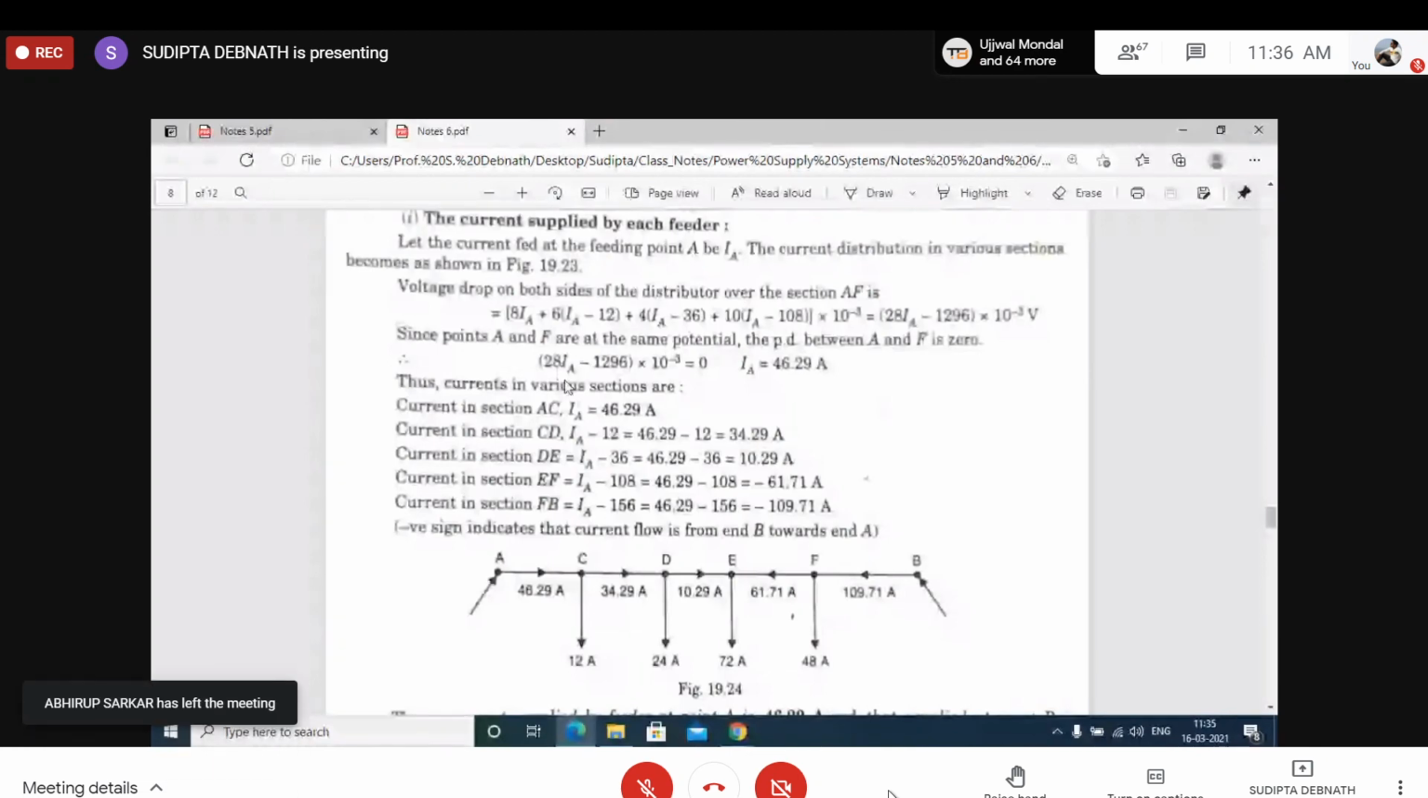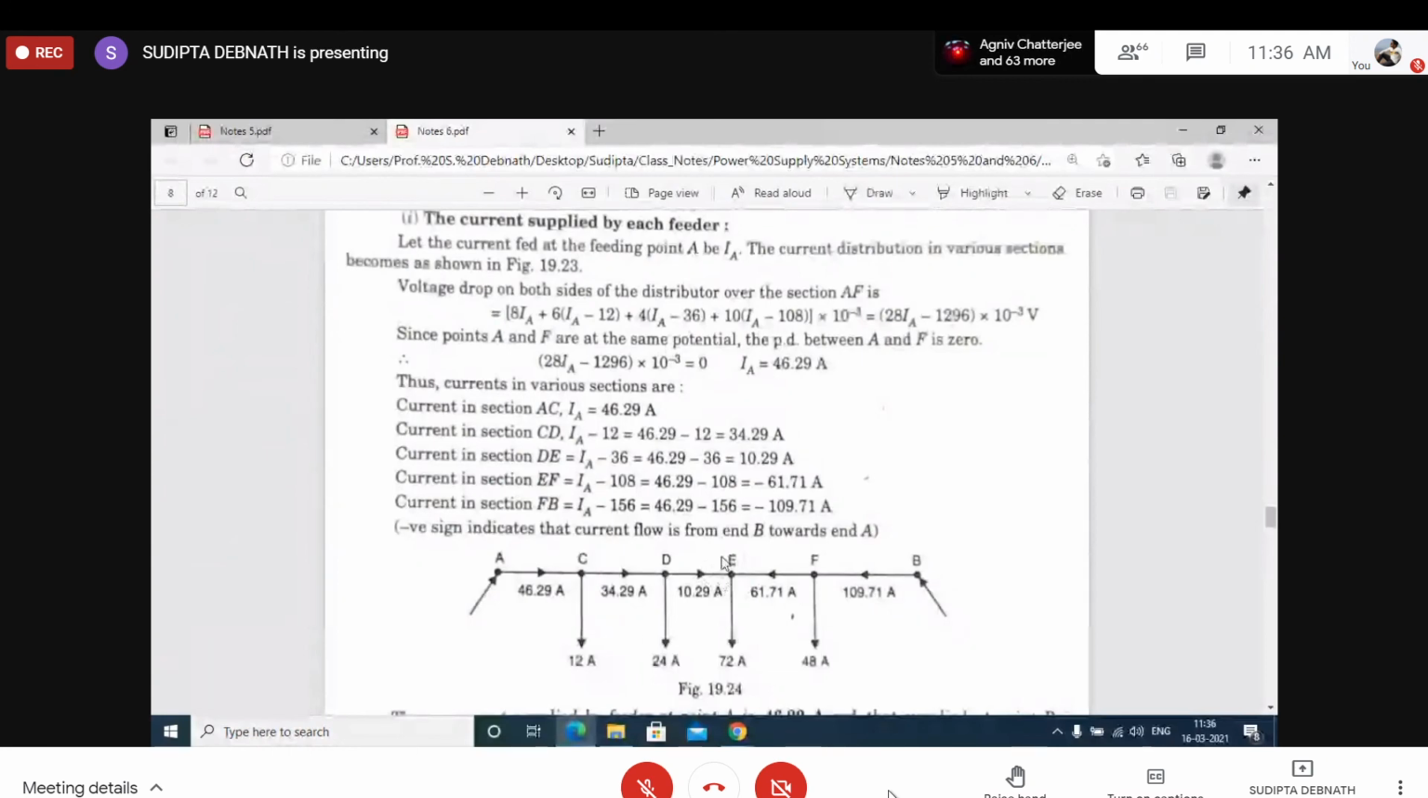As soon as you know IA, you can find the current in different sections. After calculating, they have found that current IA is this one. So what is the current here? Current is 10.29. Current on this side is 10.29 minus 72. So it is negative, so current is entering here. So E is the point of minimum potential. They have found that out.